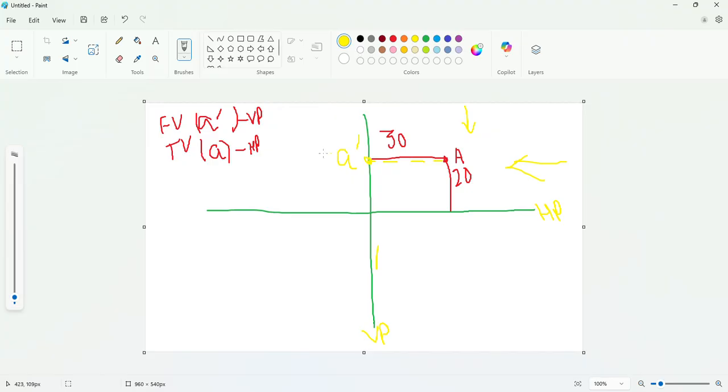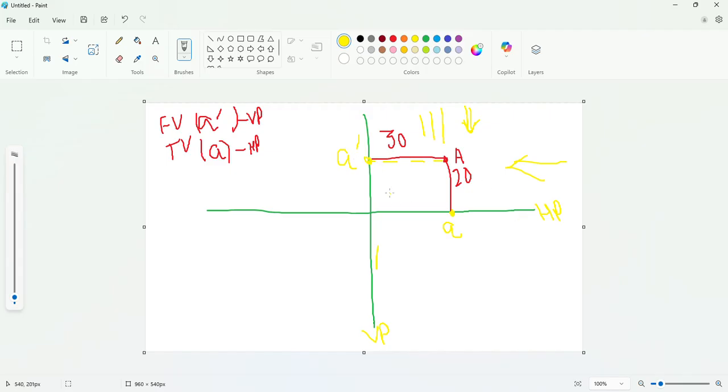And for top view, we are looking from the top side, and if we apply light from this direction, the shadow will appear on HP. This is HP. On HP, the top view always appears, which is denoted by A. So for this point A, only small a will appear here. This is what A is, top view; A dash is front view.